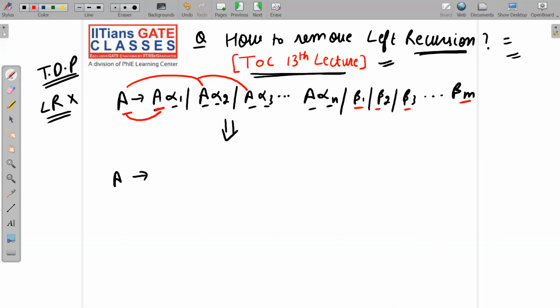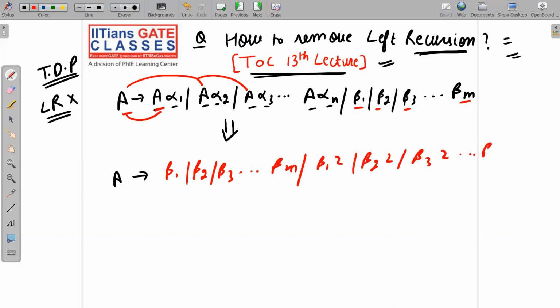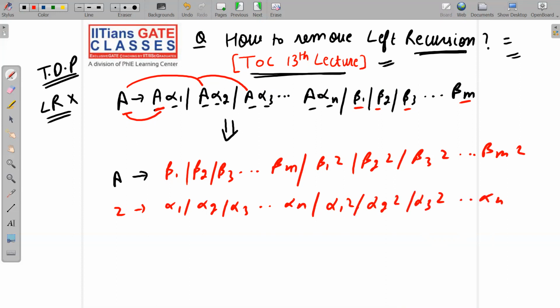And here we have some betas: beta 1, beta 2, beta 3 up to beta m. What are these alpha and beta? They are combinations of terminals, non-terminals, and so on. So how will we remove left recursion? First we will say A implies beta 1 Z or beta 2 Z or beta 3 Z up to beta m Z. Now Z goes to alpha 1 or alpha 2 or alpha 3 up to alpha n, or alpha 1 Z, alpha 2 Z, alpha 3 Z up to alpha n Z.